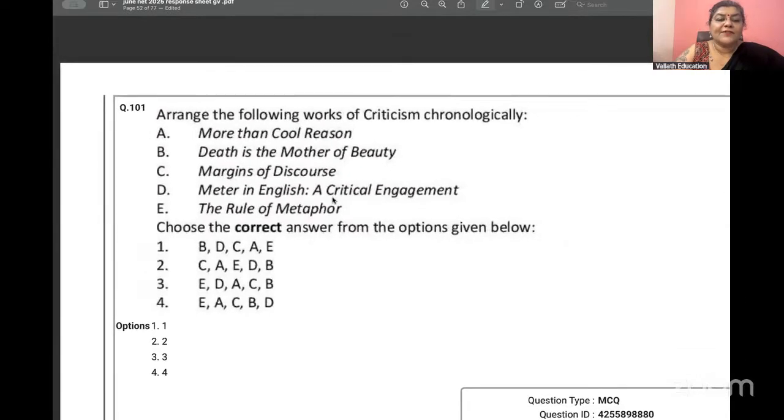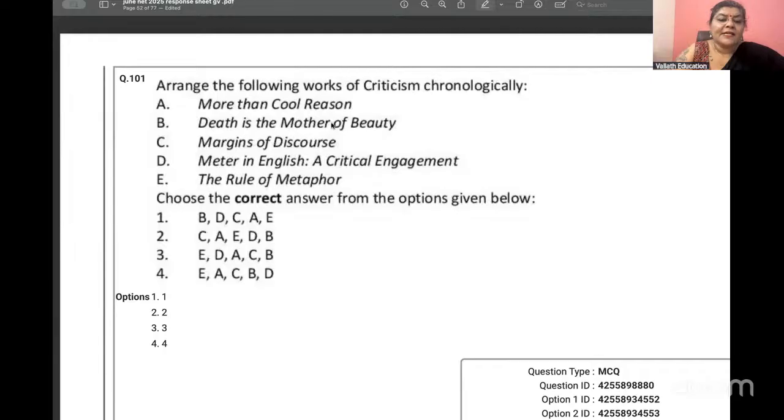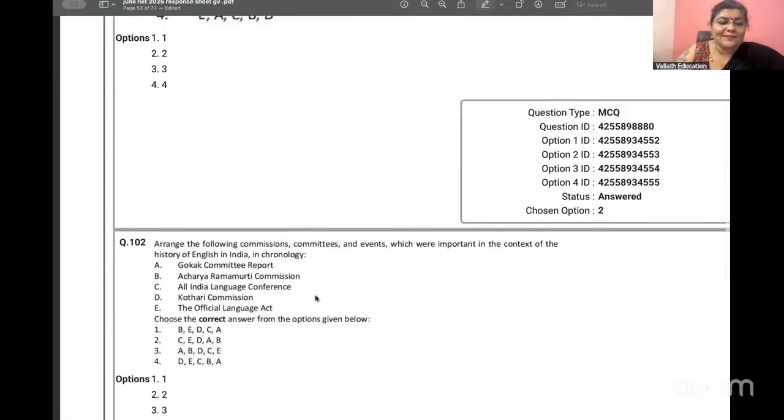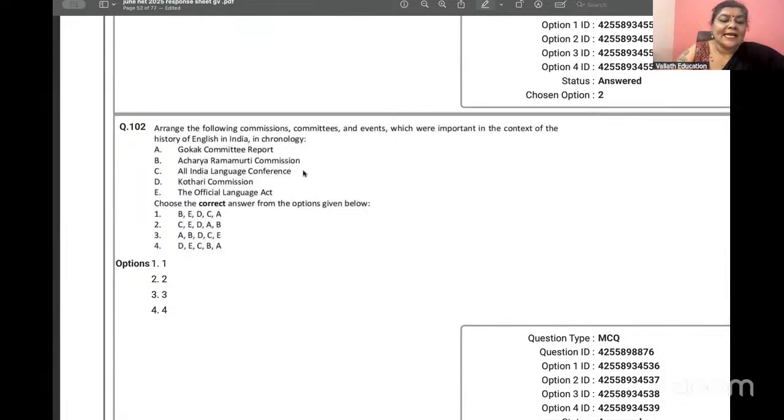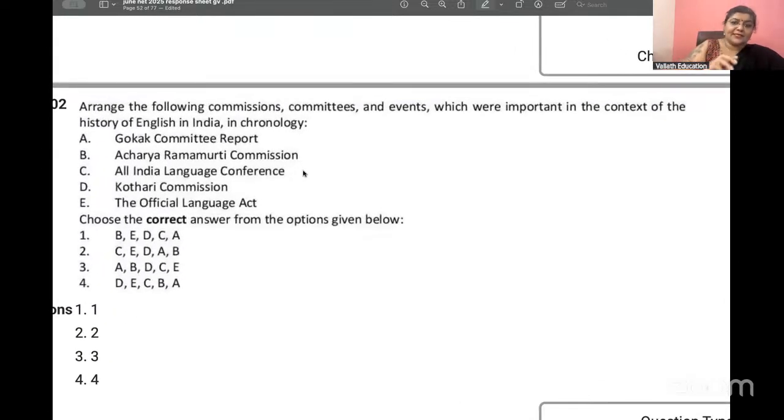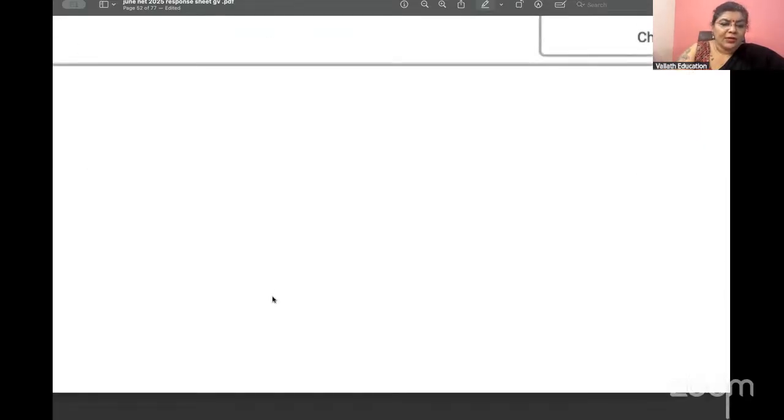Then, arrange the following works of criticism chronologically. Never heard any of these? Doesn't matter. That is a difficult question. Out of all these questions, only one or two difficult questions I have seen actually. This is directly from everybody's study preparation. I have taught this. Everybody should know this. These are the commissions and committees. They should be arranged in chronological order. You should know this. Okay, next question.